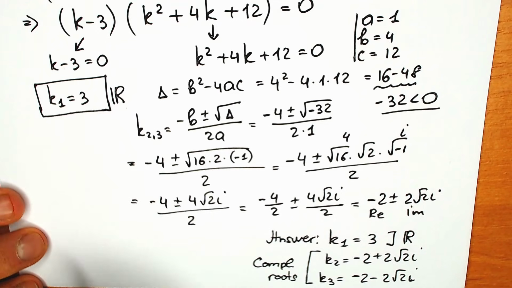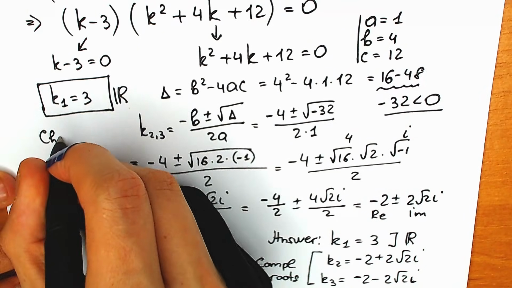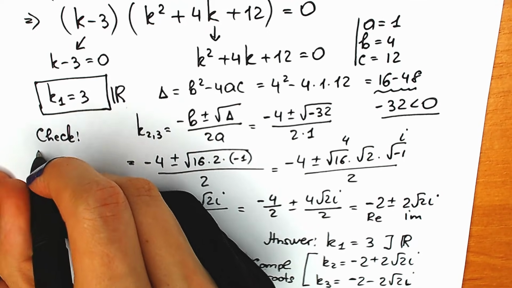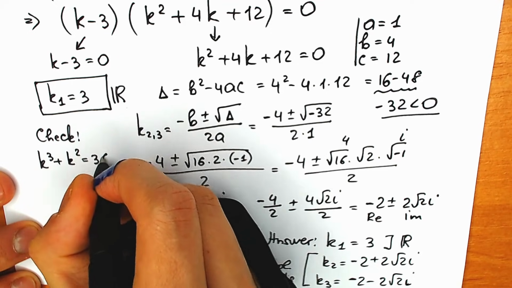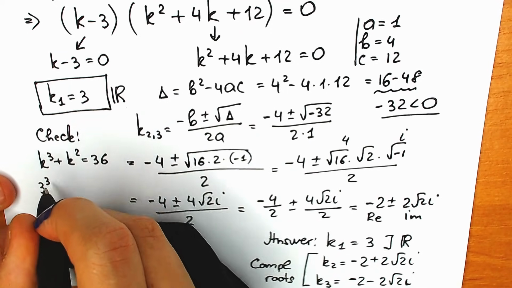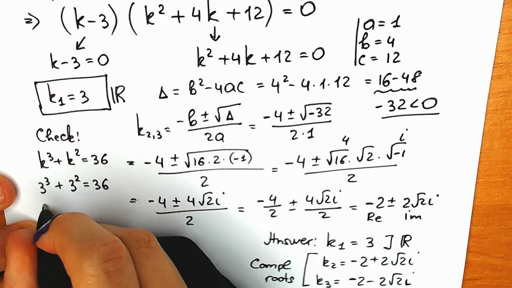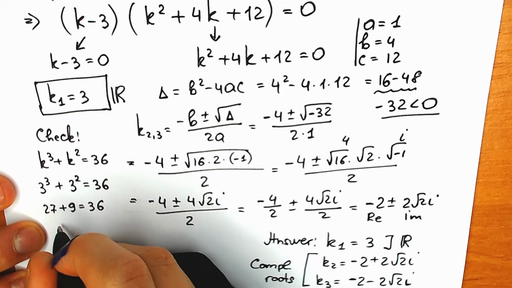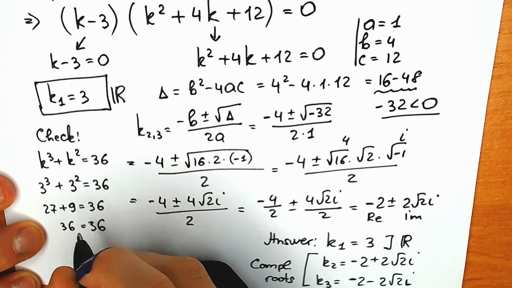And in the end, let's check our root. So for example, check: we have k cubed plus k squared equal to 36. Let's check it. So 3 cubed plus 3 squared equal to 36, and everything is great. 27 plus 9 equal to 36, so our root is great. 36 equal to 36.